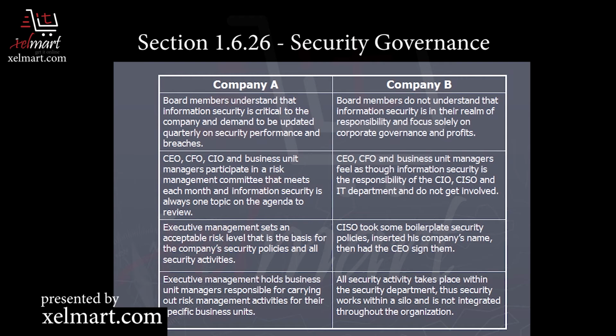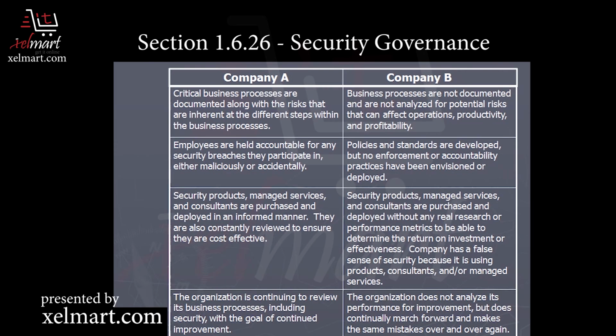And for a long time, and even today, CISOs are commonly the sacrificial lamb because the senior management isn't taking responsibility. And company A that has security governance, they would understand the business processes. They understand where the security risks are within the business processes. In company B, they haven't documented or looked at the processes. That's a big difference.